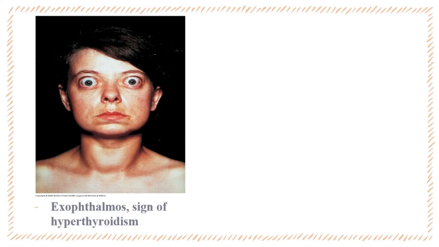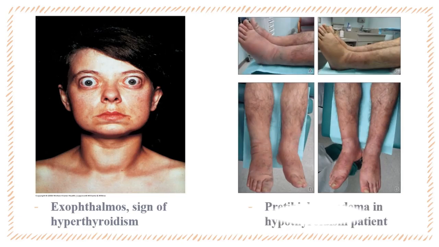Exophthalmos is a type of hyperthyroidism, and goiter is a reticular mesoderma in hypothyroidism patients.